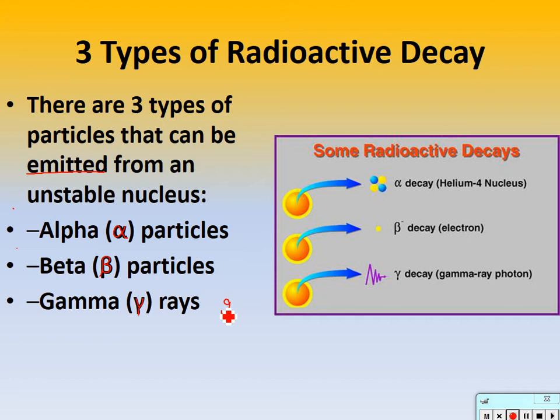Okay, we're going to break down each one of these three types of radiation and talk about them in a little bit more detail. You can see it on this slide. We're going to talk about them in more detail in the coming slides. But an alpha particle is really just a helium-4 nucleus. There are 2 protons and 2 neutrons. A beta particle is really just an electron. And the gamma ray is really just a photon, which means light, electromagnetic radiation, energy.